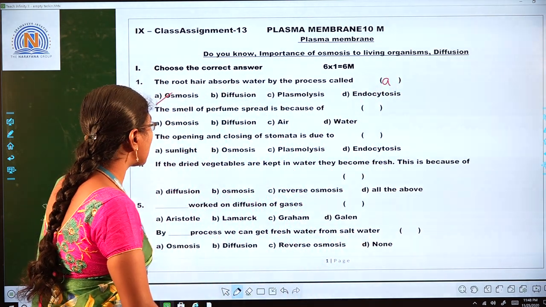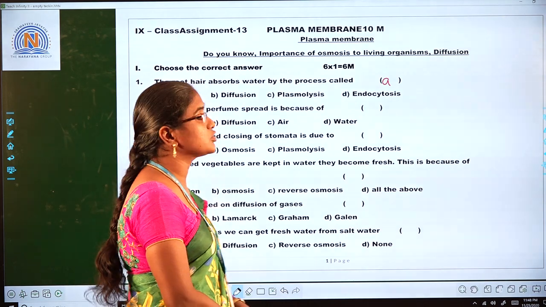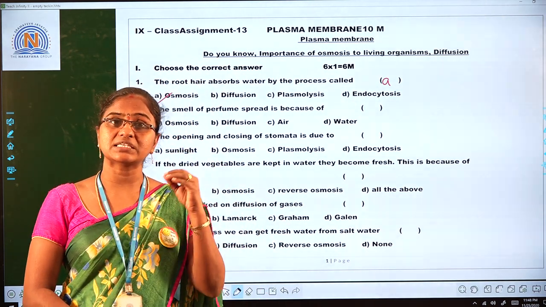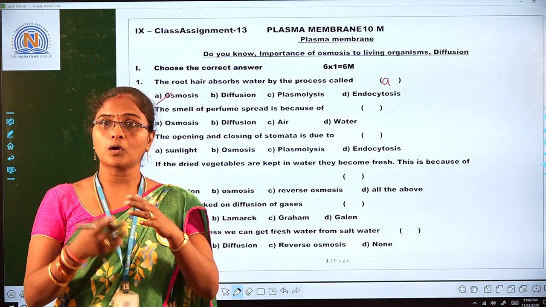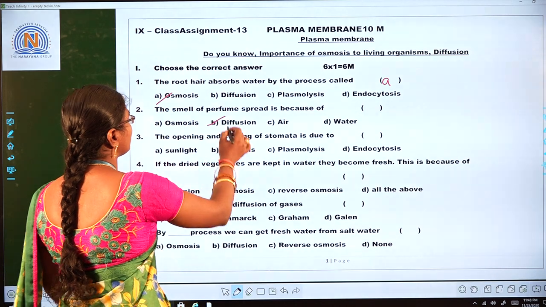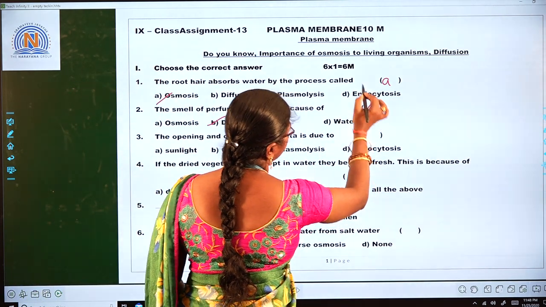And next, the smell of perfume spread is because of. So when we open the perfume bottle, immediately the smell will spread all over the room. So by which process? That is by diffusion, option B.